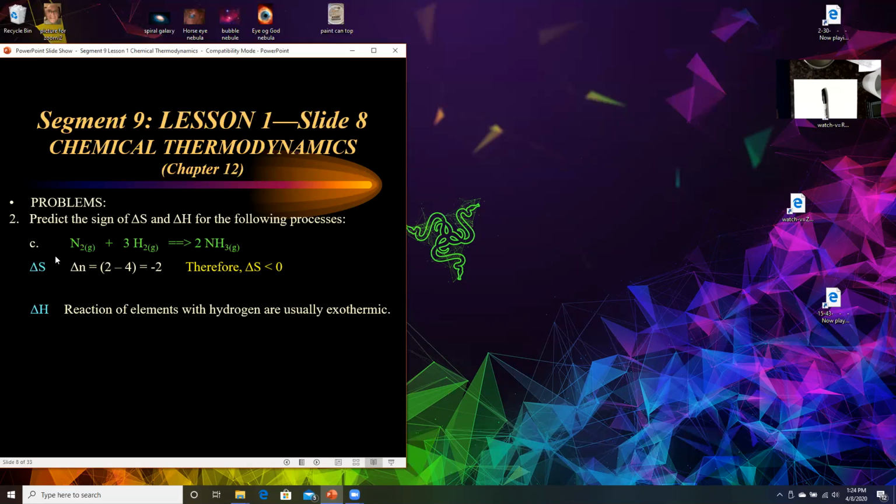Now, almost any elements that react together do so exothermically. So hydrogen reacts with a lot of things, and it usually produces an exothermic reaction. So delta H would be less than 0, so that would predict spontaneous. Well, is this reaction spontaneous? Which is more important in this case? I'll have to tell you later.